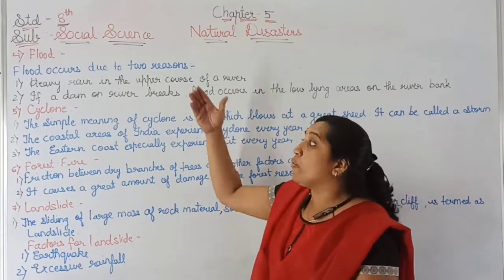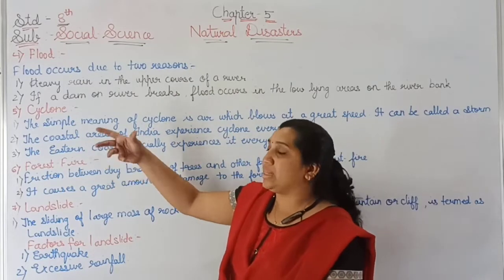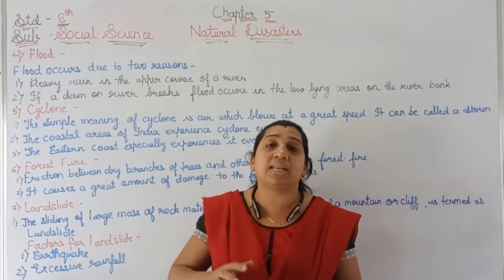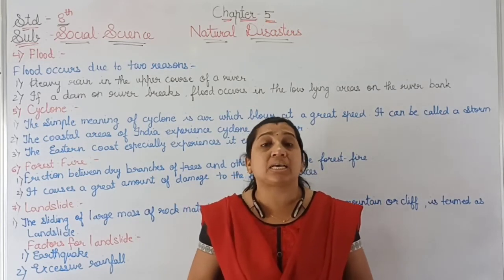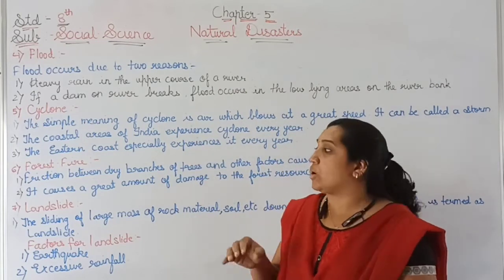Then we studied these 4 disasters which we know are going to happen, that is flood. The 2 reasons for the flood are already written here. Cyclone is always created on the coastal area, and every year in our country India, as India is covered by the coastal area on 3 sides, it experiences cyclones every year.